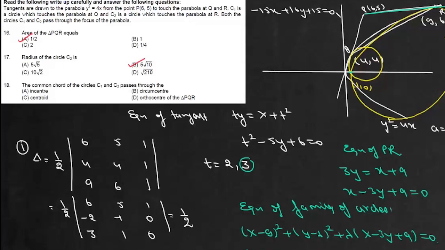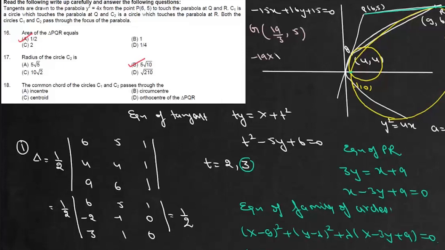Now which of the points is this common chord going to pass through? The easiest one is the centroid, so first we'll find the centroid. The centroid is given by 6 plus 4, 10, 10 plus 9, 19. So it'll be 19 by 3, and then we have 15 by 3, which is 5.